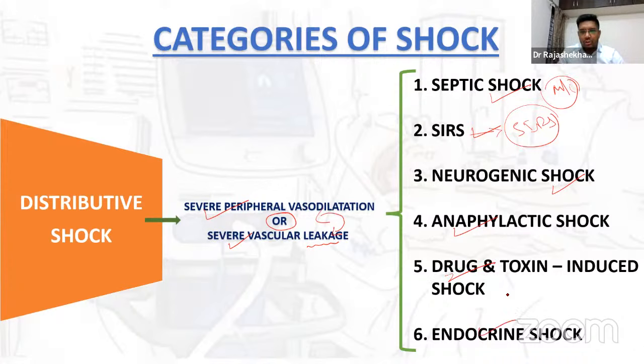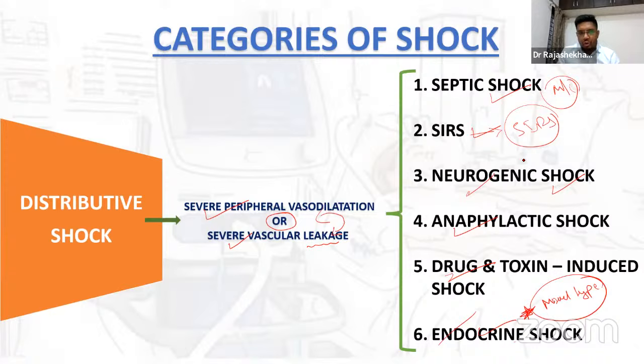Although endocrine shock is usually considered a mixed type of shock, you can consider it under the heading of distributive shock also, because it is definitely not able to fit under hypovolemic shock, cardiogenic shock, or obstructive shock. Why am I mentioning this? Because some textbooks mention endocrine shock in a different category, and neurogenic shock in a different category. But for practical purposes, endocrine shock and neurogenic shock are parts of distributive shock, although they can have a mixed component working in them.